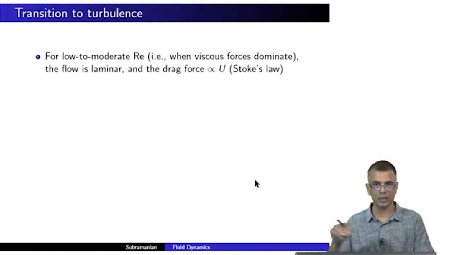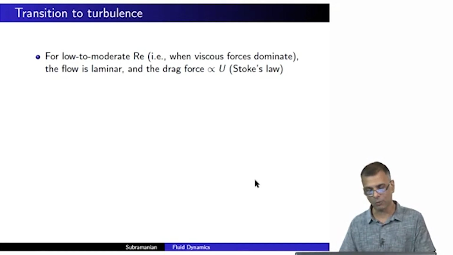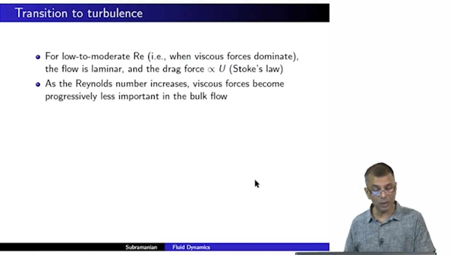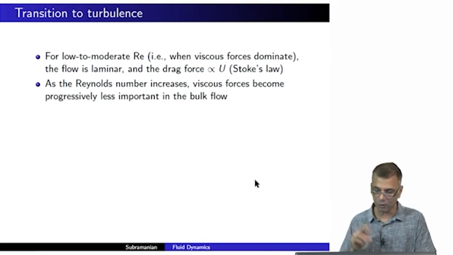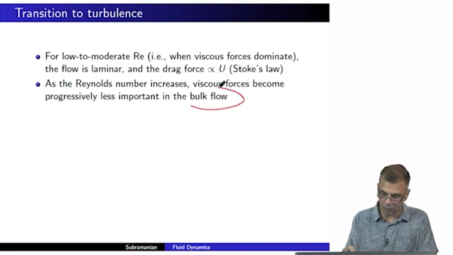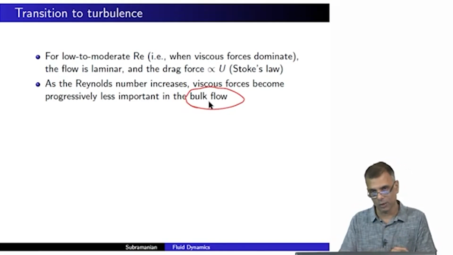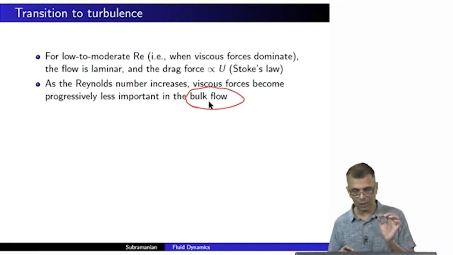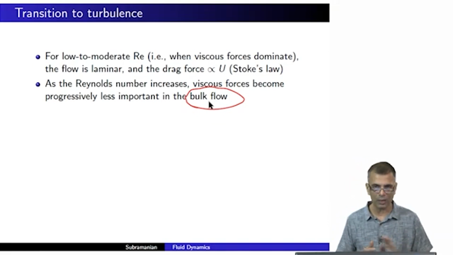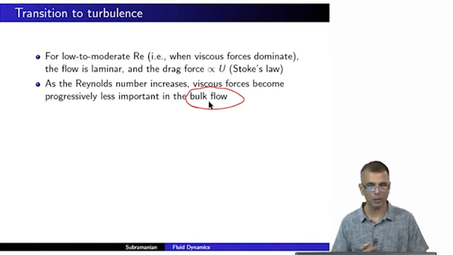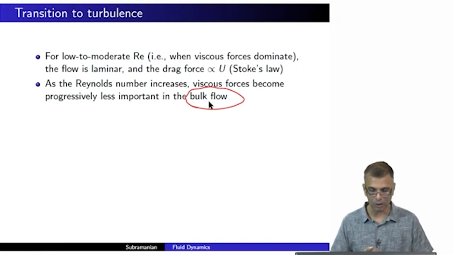If you think of the streamlines in a flow of honey, in motor oil or some such viscous fluid, they're generally laminar, they're not tangled. And as we said, the drag force is proportional to the velocity, which is what Stokes' law tells you. As the Reynolds number increases, viscous forces become progressively less important in the bulk flow. It's important to note this particular adjective, in the bulk flow. We're not talking about the boundary layers here. The boundary layer is complicated stuff, and we will touch upon it, but we will not go into any great detail of this particular aspect.